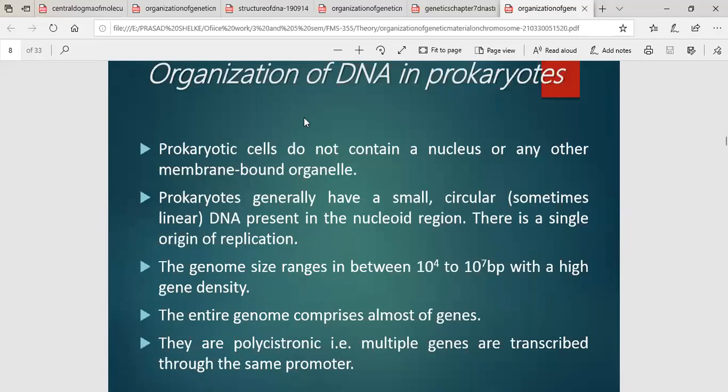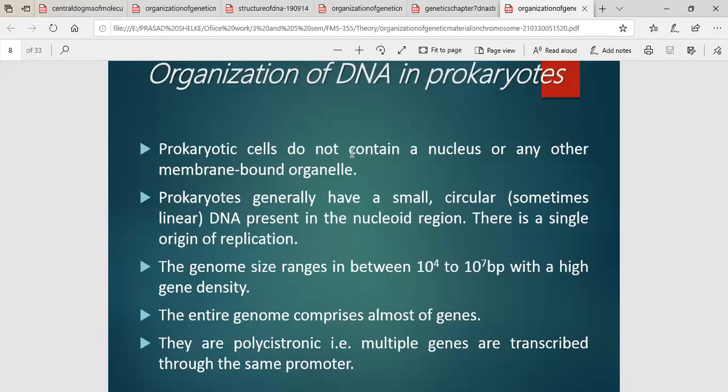Okay, now we are studying in detail the organization of DNA in individuals. In prokaryotes, as I said earlier, there is no nuclear membrane or any membrane-bound organelle. So it generally has a small circular DNA. Most prokaryotes contain circular DNA. The genome size ranges from 10 raised to 4, that is 10,000, to some 10 lakhs of base pairs of nucleic acid.